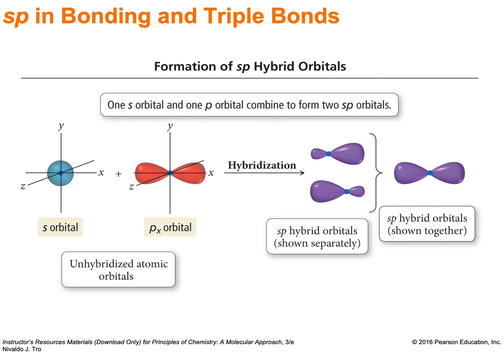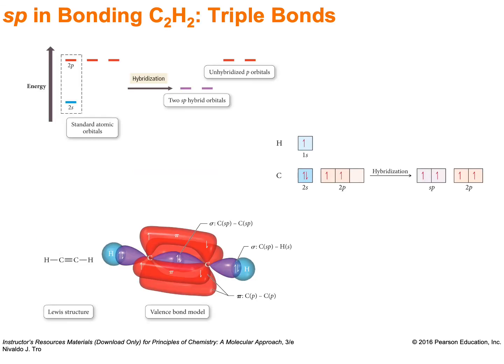And as I stated, you can see here where 1 s orbital and 1 p orbital combine to form 2 sp orbitals. Again, as you can see here, you have 2 sp orbitals formed and 2 unhybridized p orbitals. The 2 unhybridized p orbitals will contribute to the pi bonds above and below the plane of the sigma bond. So in the molecule acetylene, which is C2H2, you have the triple bond in the middle, which consists of 1 sigma bond and 2 pi bonds, a total of 3.